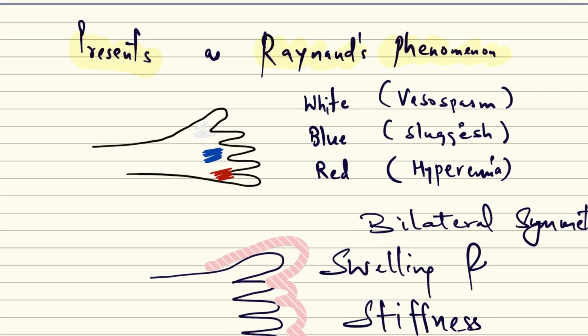They show Raynaud's phenomenon, and what happens is that in their hand, when they are exposed to cold weather, their skin turns initially white because of vasospasm, and then it becomes blue because of the sluggish or slow blood flow in the hand, and later on because of hyperemia, their skin turns red. So initially white, then blue, then red on exposure to cold. This is Raynaud's phenomenon seen in scleroderma.